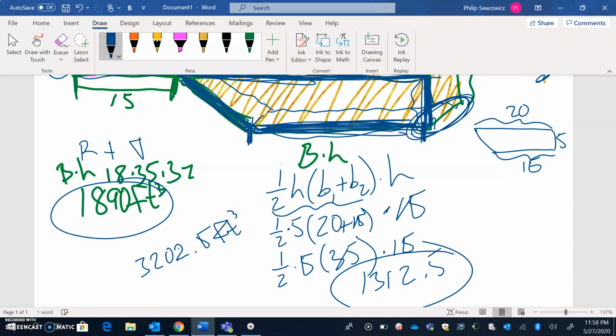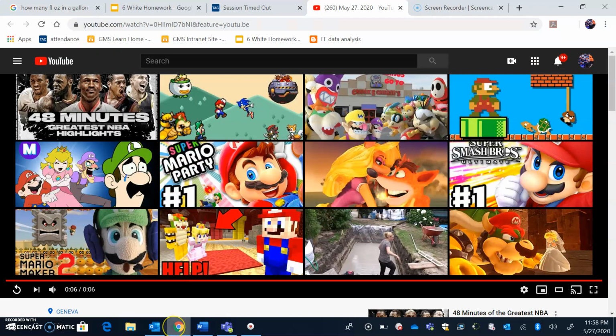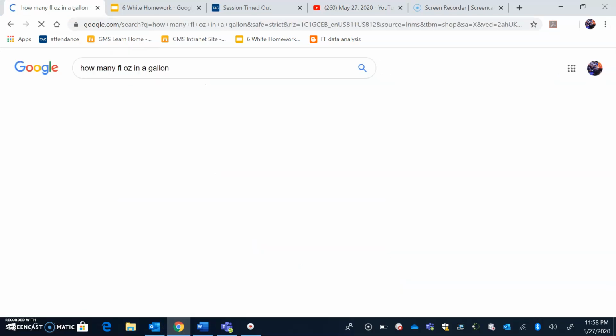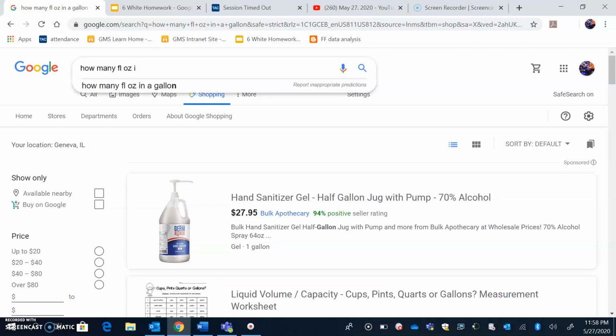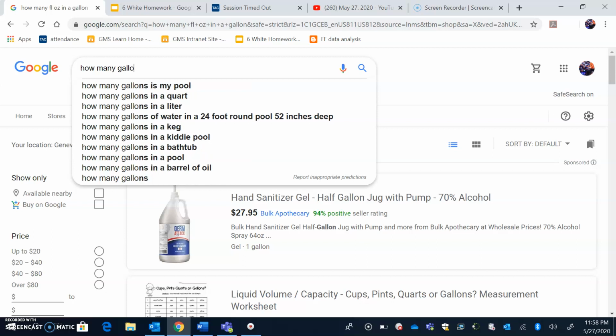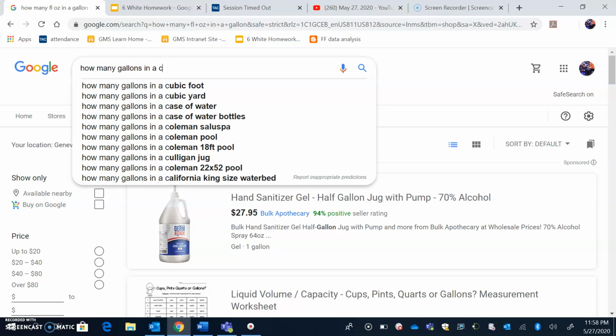This is why units of measurement are important, because I have to know what I'm looking for. When I went to the pool place, they didn't ask me how many cubic feet was the pool. They asked how many gallons does that pool hold. So what I ended up doing was looking up my conversion here, and I want to know, not fluid ounces to gallons, all right? We want to know how many gallons are in a cubic foot.